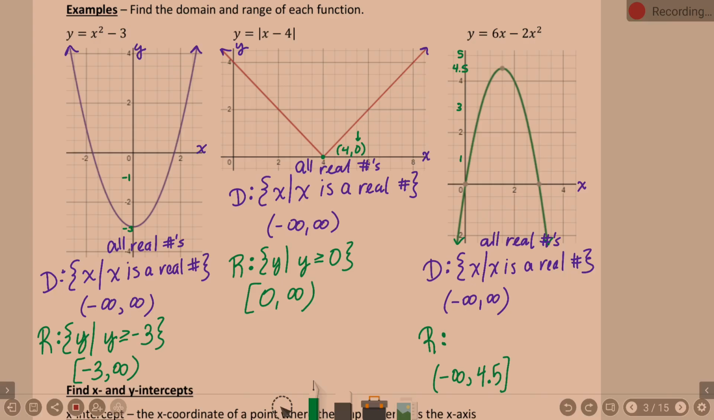Okay. How do we write this as an inequality? This is all numbers that are what in relation to 4.5? Less than or equal to. Okay. 4.5 is the highest, so it's all numbers below there. So less than or equal to. So I'm going to say the fancy brace, y such that y is less than or equal to 4.5.